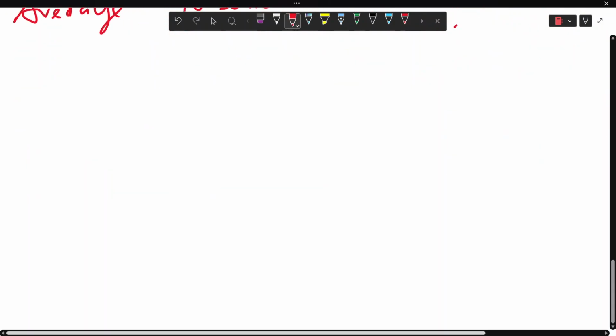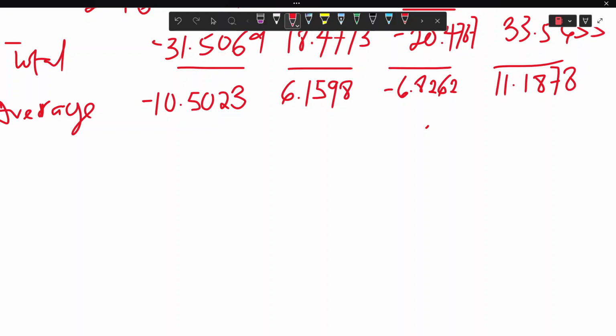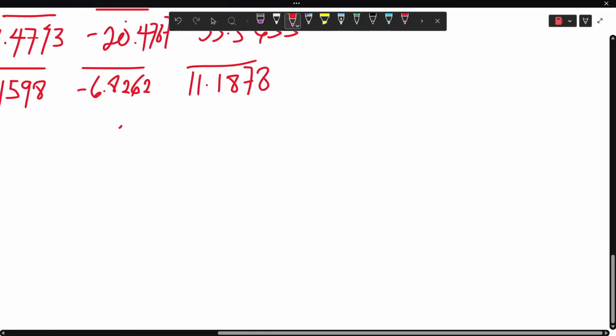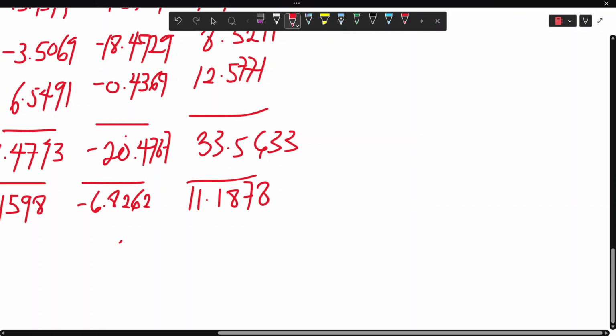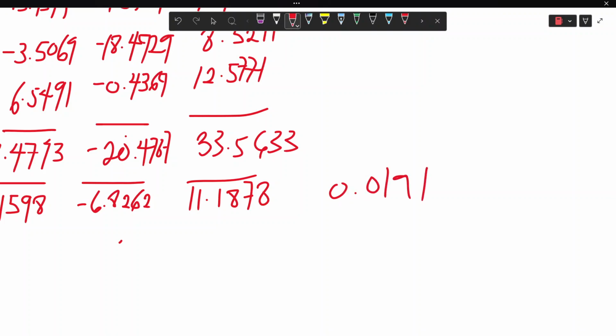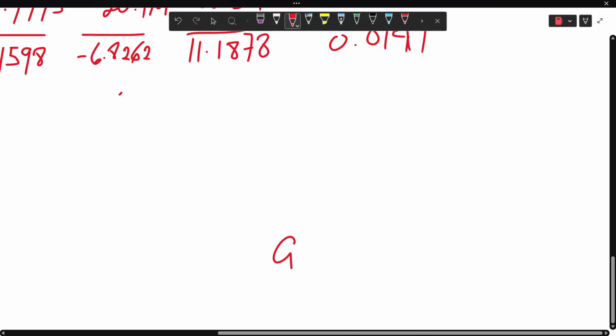of the average if it's giving us 0, since we are dealing with the additive model. So the first one is negative 10.5023 plus 6.1598 minus 6.8262 plus 11.1878, giving us a value of 0.0191, which is not equal to 0. So we need to bring it to 0. What do we do? We have to find the grand average.